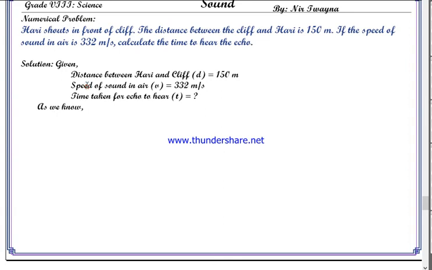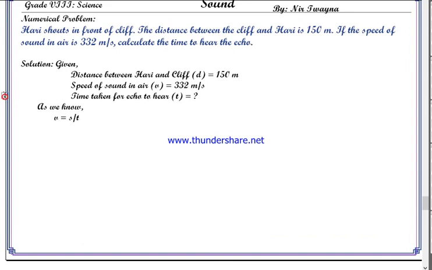If speed is given, we definitely have to use the formula of speed, because distance is a fundamental quantity and time is also a fundamental quantity. However, speed is a derived quantity which depends on distance and time. So as we know, speed is equals to distance traveled divided by time, isn't it? Distance traveled divided by time.